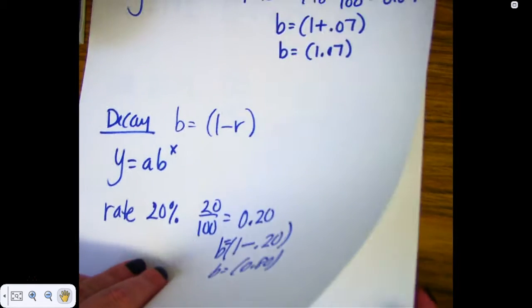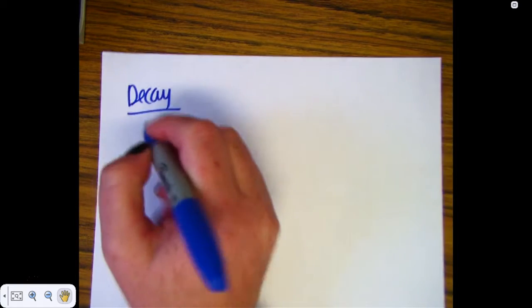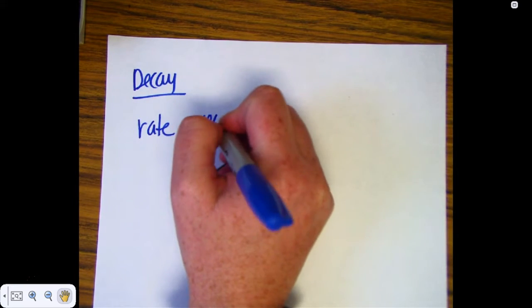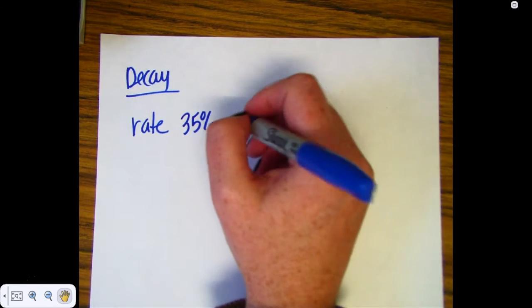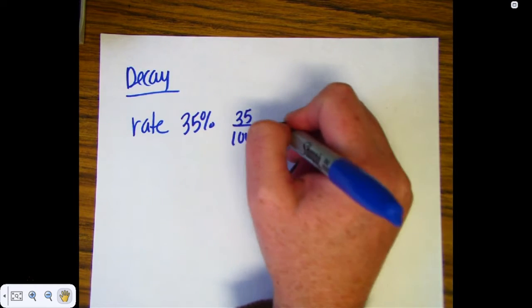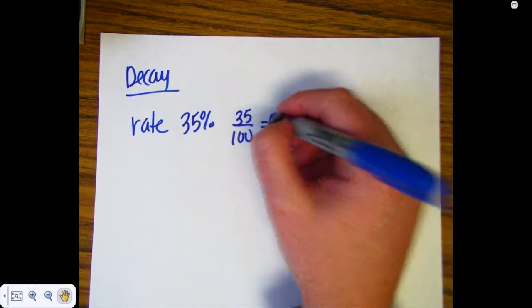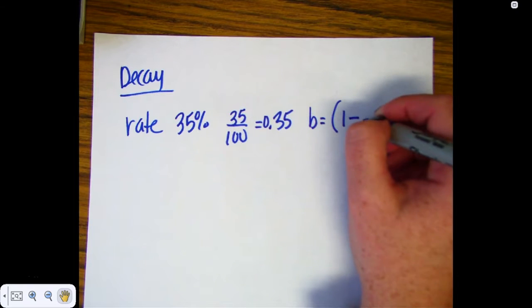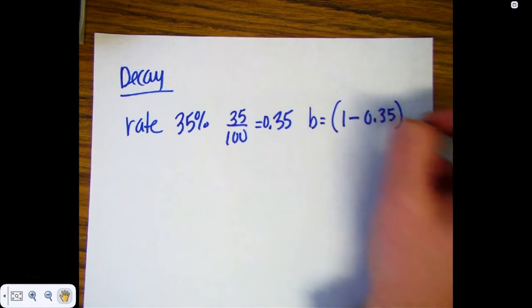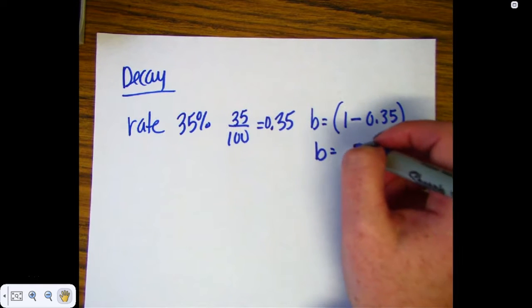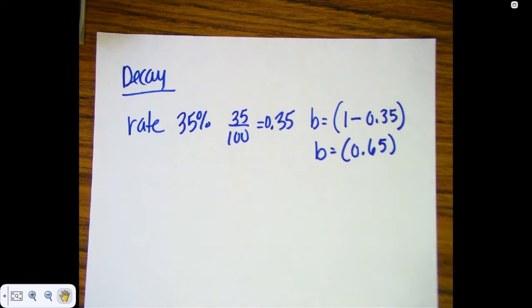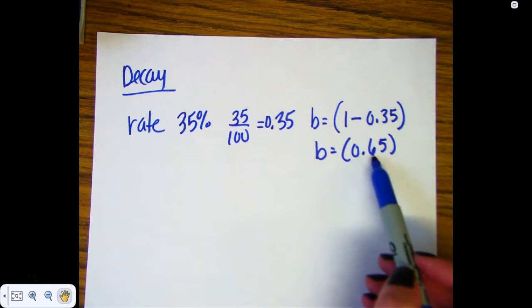Again, I'll go through and show you some growth, some decay. Let's say my decay rate is 35%. I'm going to do 35 divided by 100 to get 0.35. In order to find B, I take 1 and I subtract 0.35. Well, 100% minus 35% is going to leave me with 0.65. Again, not sure how some of you are coming up with this number here.